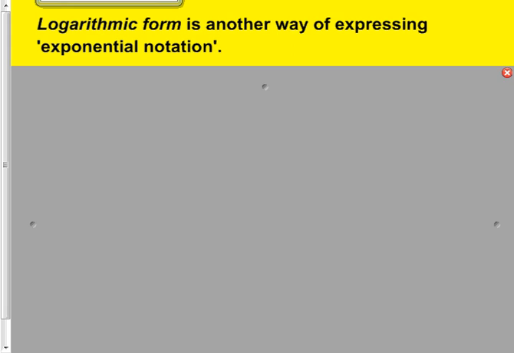Now, logarithmic form is another way of expressing exponential notation. What we mean when we say exponential notation is we are talking about a base number raised to a power. We've seen a good bit of that as we went through the exponential function, since that's the way the entire function is structured. But we saw a good bit of it as well doing the growth and decay problems with base numbers raised to certain powers.